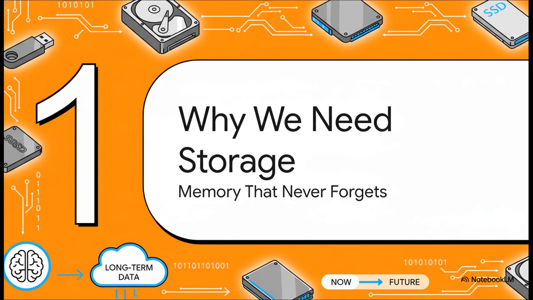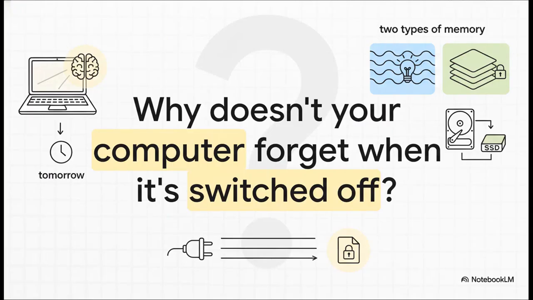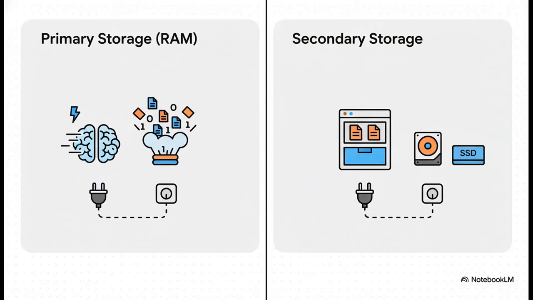So first things first, why is this even a thing? Well, you can think of it as your computer's long-term memory. It's the part that never forgets. And that really brings us to a huge question. I mean, you can be working on a project, shut your laptop, come back the next day, and it's all still there. How does that work? Well, the secret is that your computer is actually using two totally different kinds of memory. And this slide is the key to understanding it.